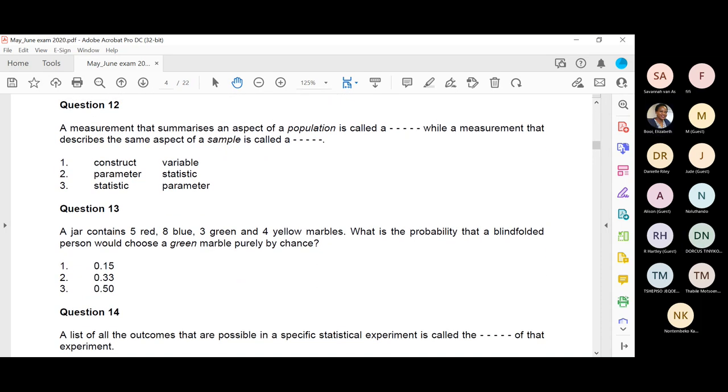Okay. Question 12. A measurement that summarizes an aspect of a population is called the parameter, while a measurement that describes the same aspect of a sample is called a statistic. That's how we do it. Population, it's parameter. Samples, it's statistic. So you already gave the answer. So it's option two.